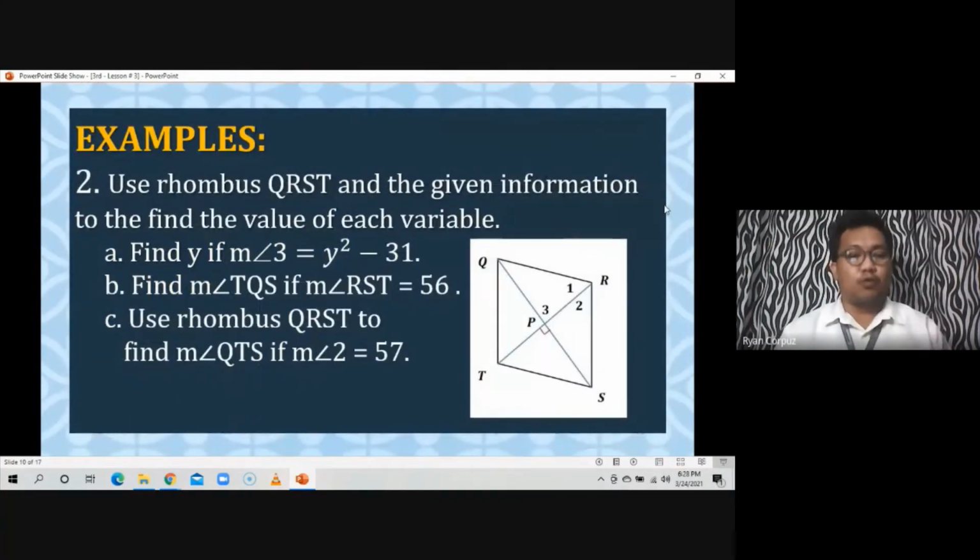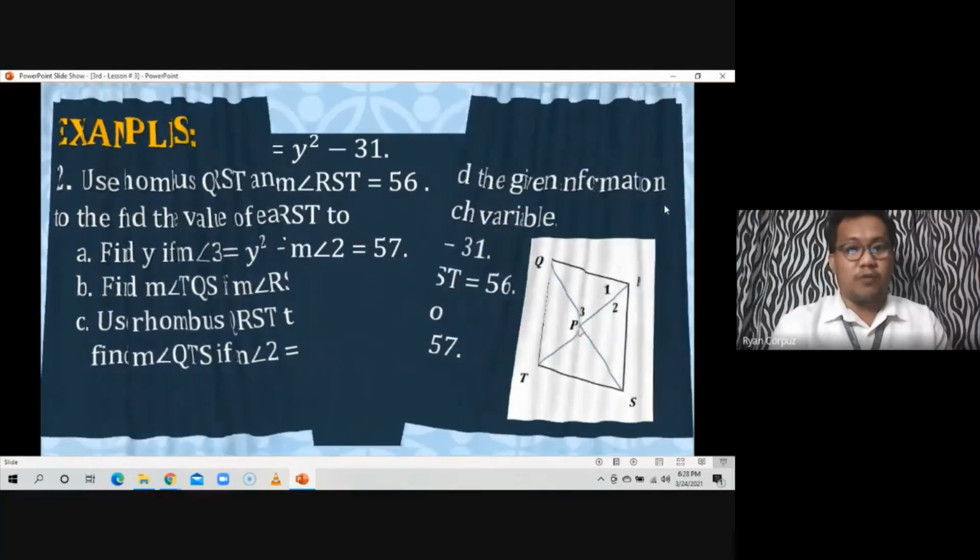Let's have example number 2. Use Rhombus QRST and the given information to find the value of each variable. Letter A: find y if the measure of angle 3 is equal to y squared minus 31. Letter B: find the measure of angle PQS if the measure of angle RST is 56 degrees. Letter C: use Rhombus QRST to find the measure of angle QTS if the measure of angle 2 is equal to 57. So find the solution to it.